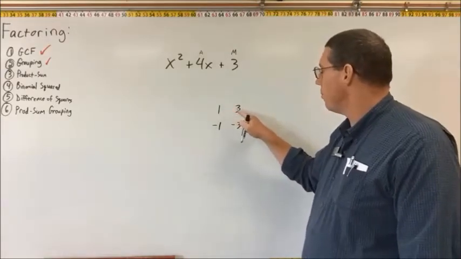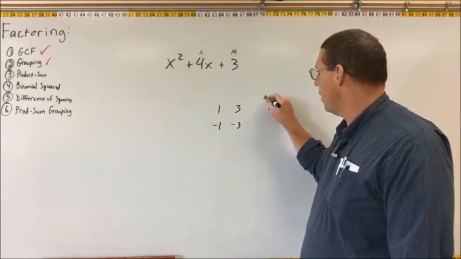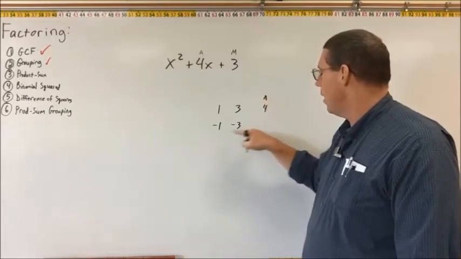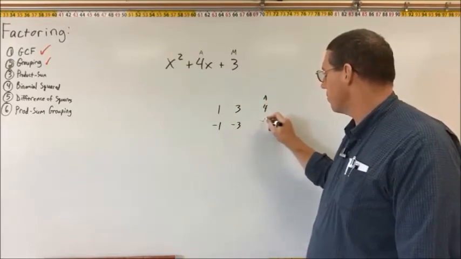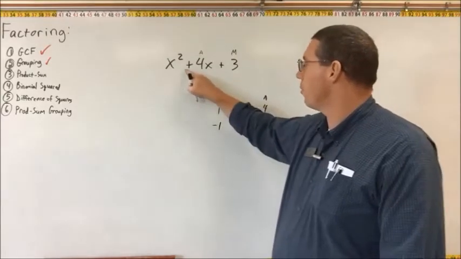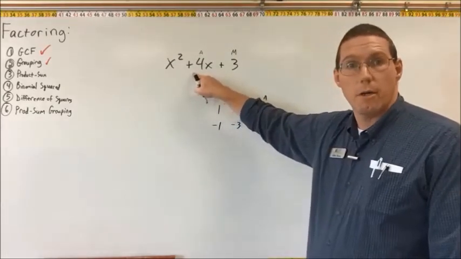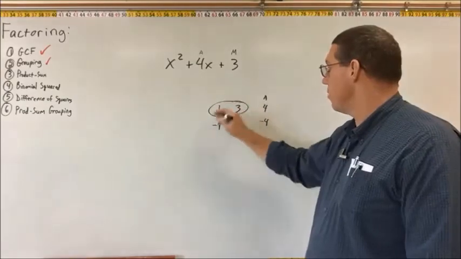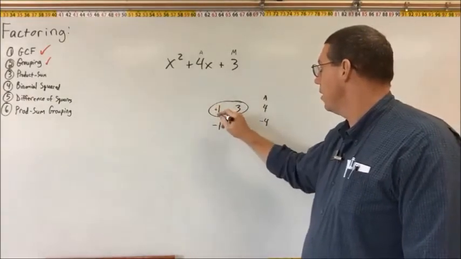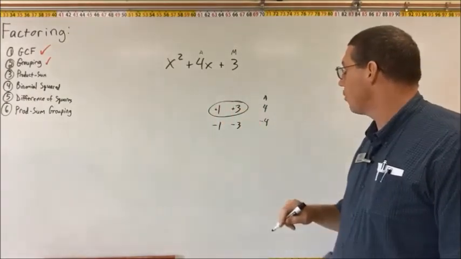So then what's 1 plus 3? Well, these add up to 4, and negative 1 plus negative 3 adds up to negative 4. Well, which one are we looking for? We're looking for positive 4. So it's got to be these two numbers. So it's positive 1 and positive 3.